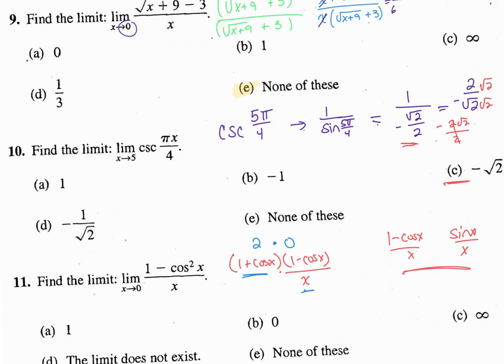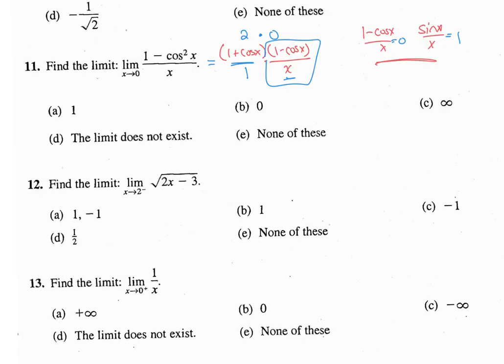So we don't have a rule for 1 minus cosine squared. We have a rule for 1 minus cosine. The reason this works is because of my rules of multiplying my limits. So this wants us to find the limit as we approach 2 from the left, all right?